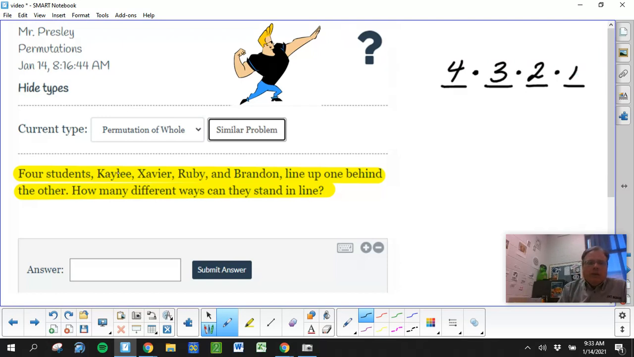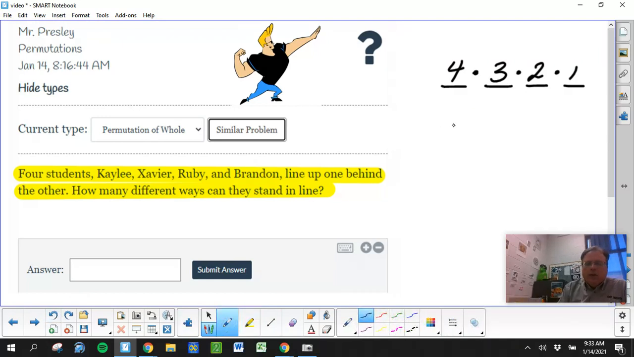So let's say Ruby gets chosen for line leader. This leaves these three people. Maybe Xavier gets chosen to be in the second spot. That leaves two people, Kaylee and Brandon. Maybe Brandon gets chosen next. Boom, that leaves Kaylee having to be the last spot, one. So I just want you to see that's one possibility. So you say, well, how many possibilities are there, Mr. Presley? Oh, I'm so glad you asked.